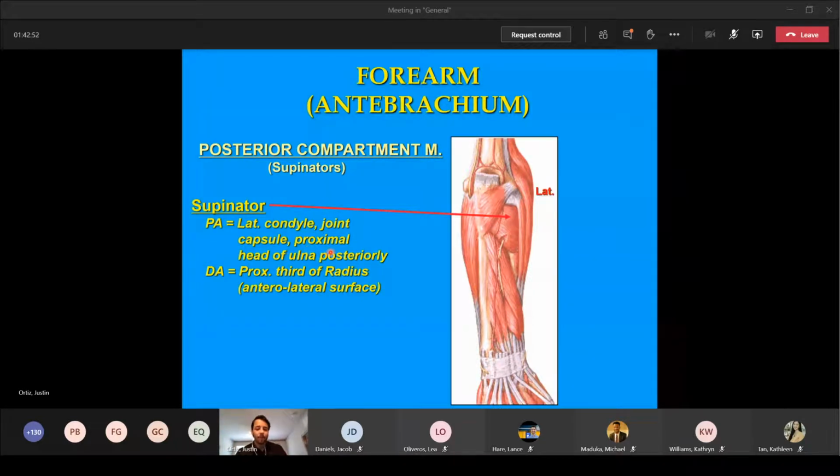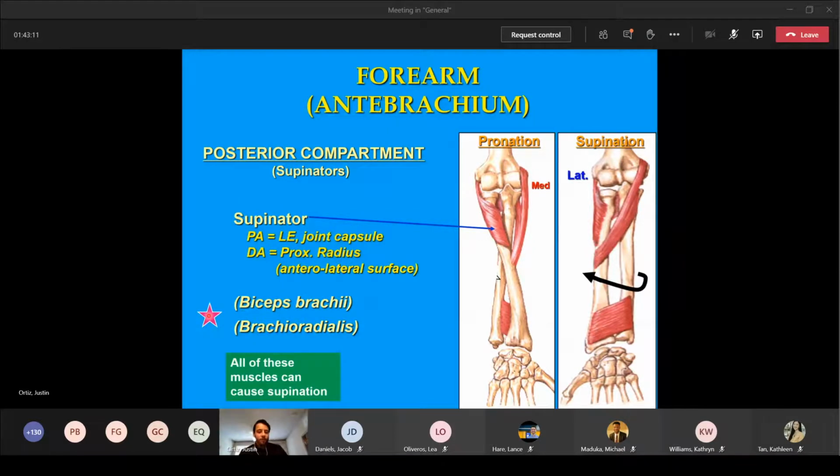It's just important to note that it goes to your radius, right? It's obviously going to attach to your radius, because remember, your radius is the one that moves. Your ulna never moves, right? So if you want to supinate your hand, a part of that muscle has to attach to the radius, because that's the only bone that moves. So it attaches to the radius and allows for supination, right?